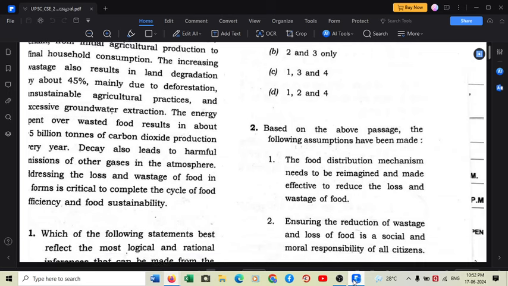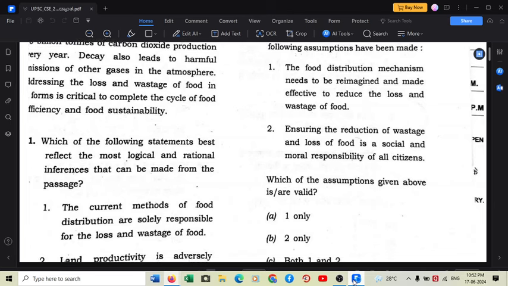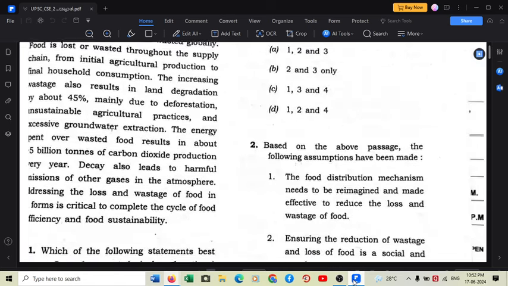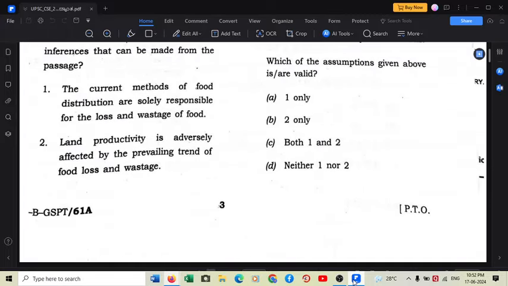So let us look at the question. Which of the following statements best reflects the most logical and rational inferences that can be made from the passage? Statement 1: the food distribution methods are solely responsible for the loss and wastage of food. Definitely, see, this is a UPSC trick. It seems okay. You might think, yes, we are talking about the food supply chain from agricultural production to final consumption, so it seems correct that food distribution methods are responsible for loss and wastage.